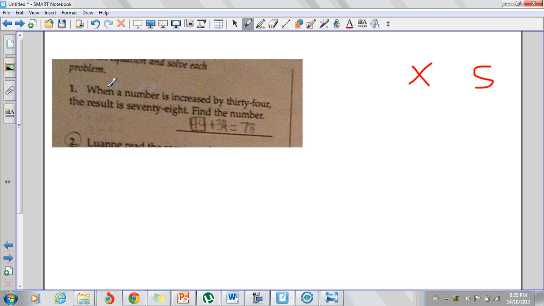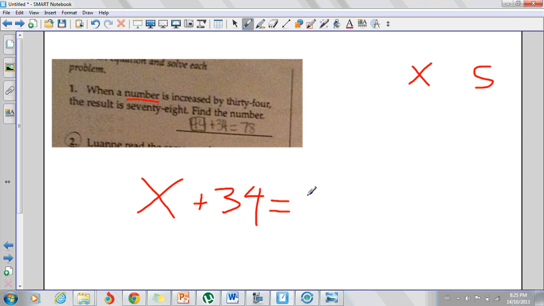So when you're looking at this first one, "when a number is increased by 34," you're always looking for the word "a number." So let's choose a letter to represent a number. I'm going to pick X to represent the number. And it says the number is increased by 34. Well, how do you increase a number? You add. That's increasing a number. So that's our number increased by 34. And the result is 78.